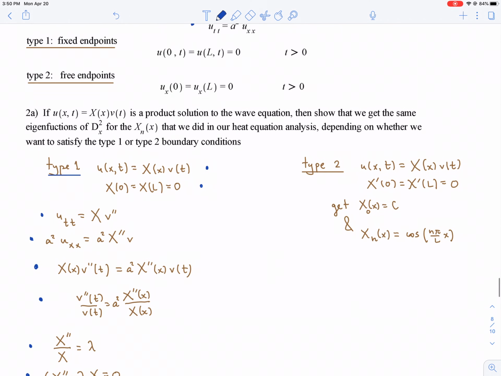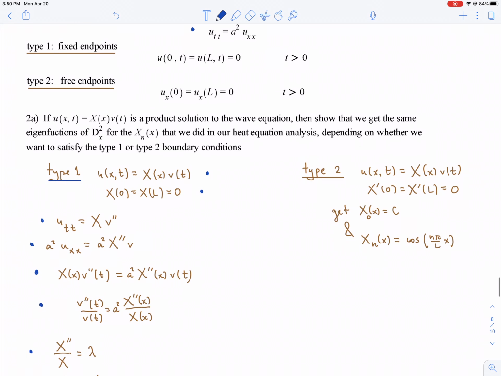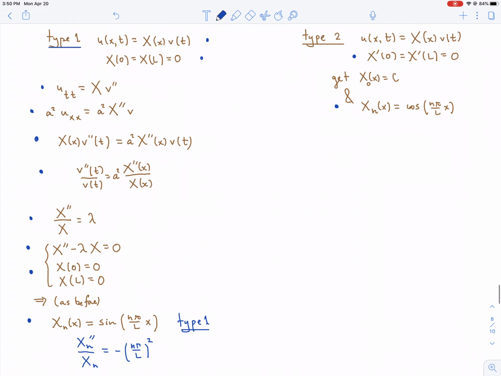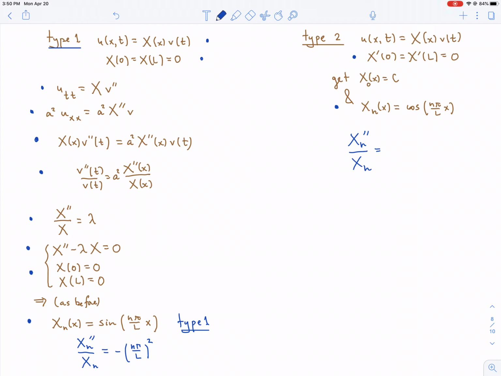If we were doing type 2, then because of the partial of capital X with respect to x needing to be 0 at both of the endpoints, you would get the cosine of n pi over L x's instead of the sine of n pi over L x's, and you would have the same eigenvalues. X_n double prime over X_n would again be minus (n pi over L) squared.